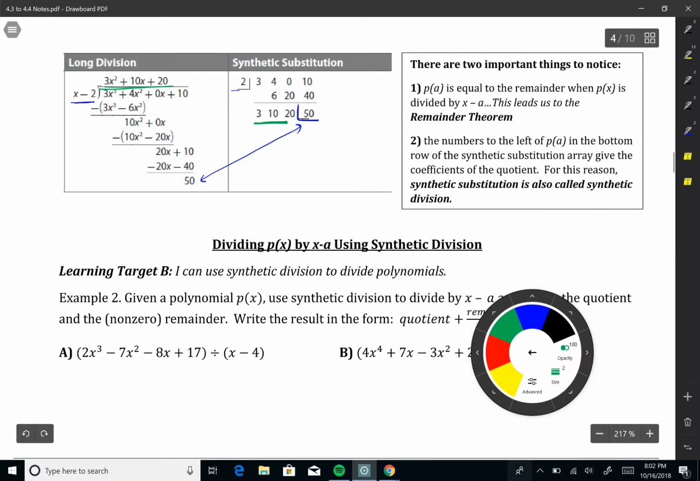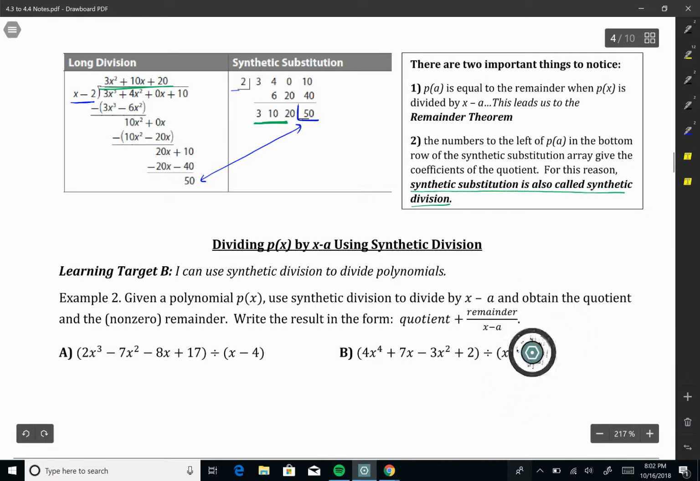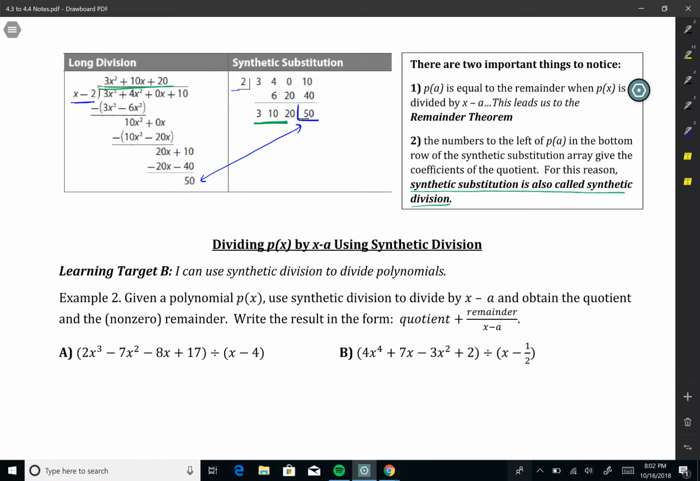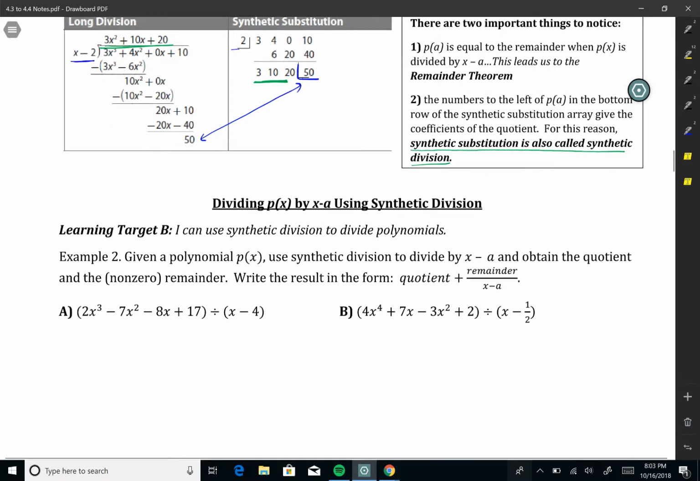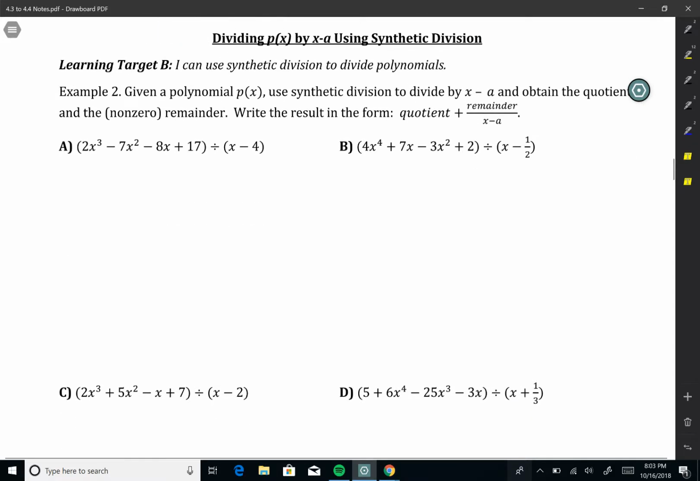Because of this, synthetic substitution is also called synthetic division. So we can use those terms interchangeably. Understand that we can use this process for substitution or division. All right, we're going to do a couple examples.